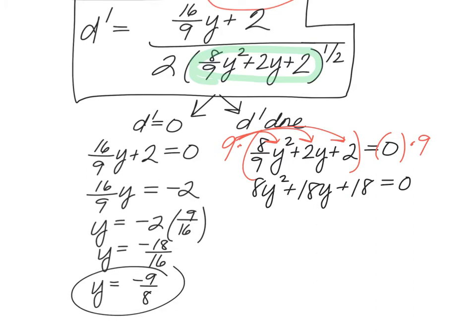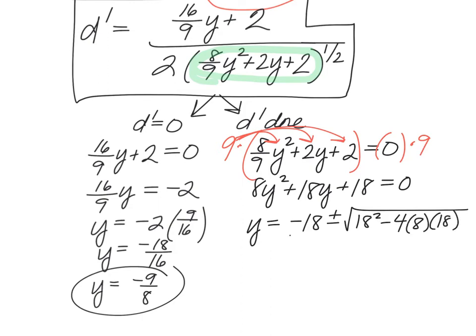So now you could try to factor it, or you may just bail on that method and go ahead and try to use quadratic formula. Or, of course, you could technically go to your calculator and solve the quadratic equation graphically on your calculator. I'm going to go ahead and show quadratic formula. So we have y is equal to negative b, or the opposite of b, which would be negative 18, plus or minus the square root of b squared minus 4ac. So that's 18 squared minus 4 times 8 times 18, all divided by 2 times a, 2 times 8, which is going to be 16.